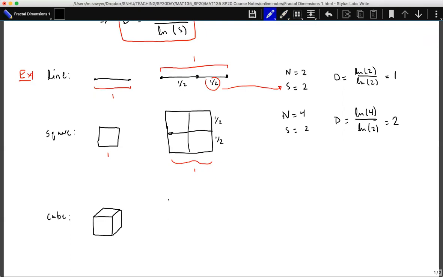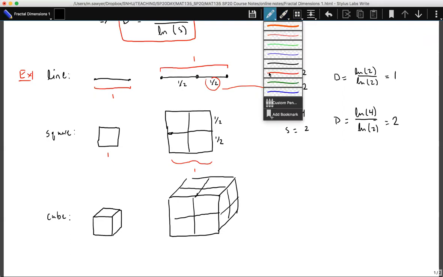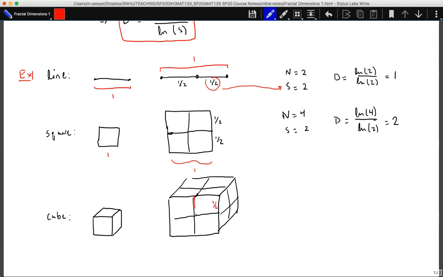Now a cube, we do the same thing. To build a bigger cube, we need 8 smaller cubes, where each of these smaller cubes builds our block together. So each of our smaller cubes has side length 1/2 of the original building block. Here I've outlined one of the cubes. So my n, if I think about it as 4 cubes on top and 4 cubes on the bottom, is 8 total blocks. My scale factor again is 2. So my dimension is the natural log of 8 divided by the natural log of 2, which equals 3. So my cube is a 3-dimensional object, and this makes sense with our intuition.